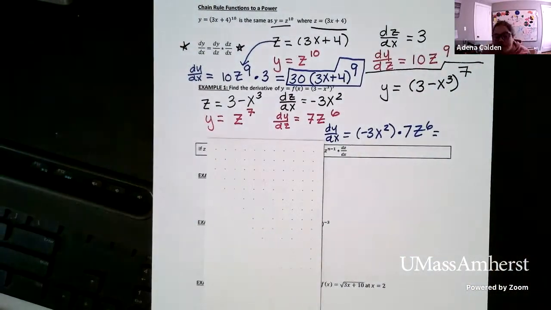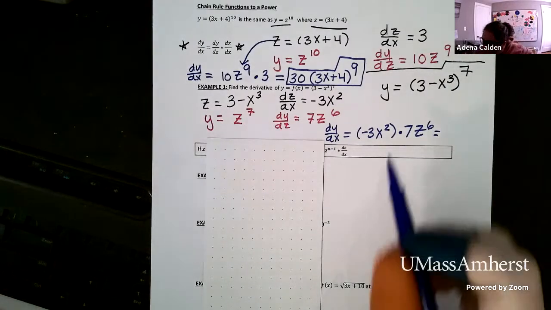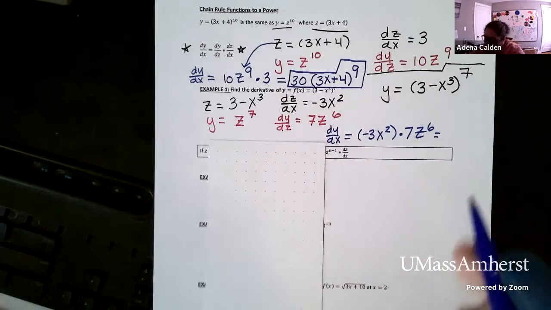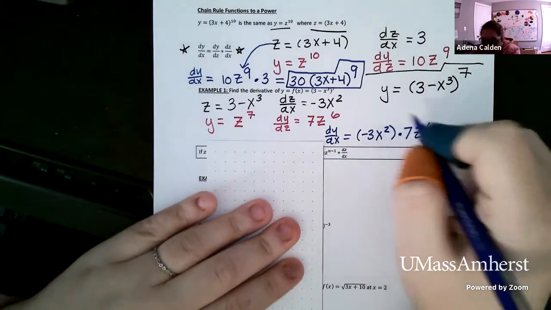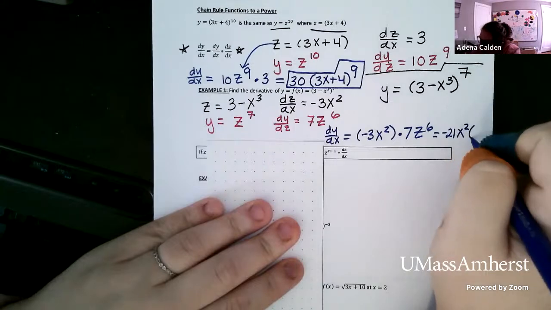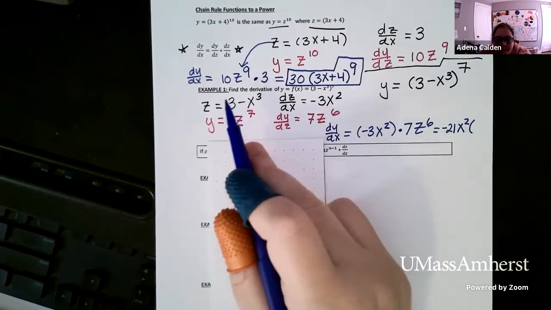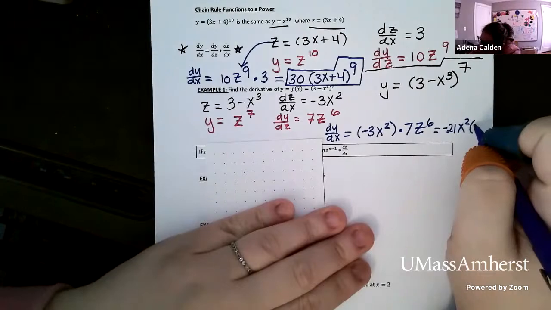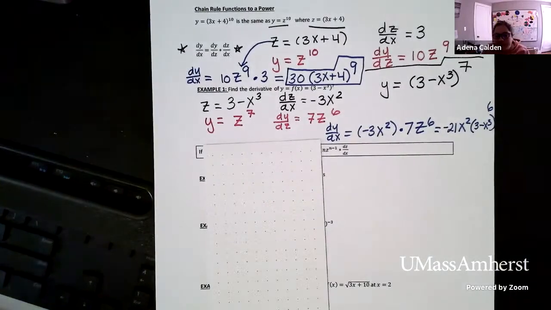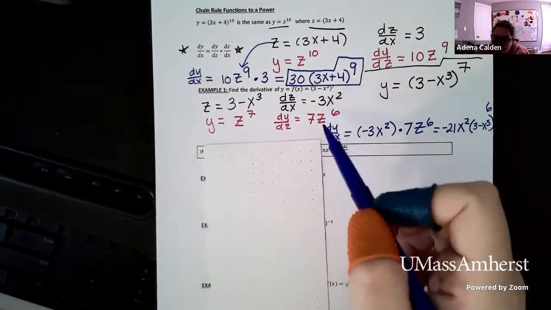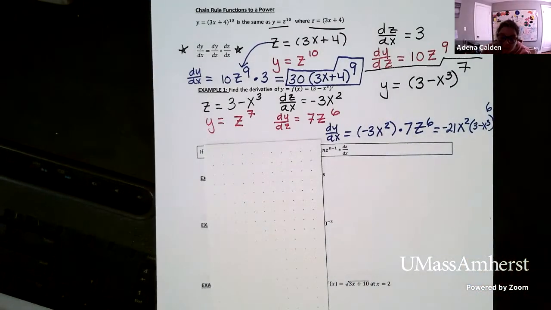We know that we do have to substitute back in, and we do want to simplify our constants. So how do we do that here? The negative 3 and the 7 can be combined to give us negative 21. The x squared doesn't combine with anything, there's no other x squared terms, so we have x squared. And now we have z to the 6th. Well, we don't want the z there anymore, so we go back to what z represents in terms of x, and we get 3 minus x cubed, all to the 6th power. Okay, so again, we multiply our two derivatives, but then we have to substitute back in for z, and we have to simplify our constants.